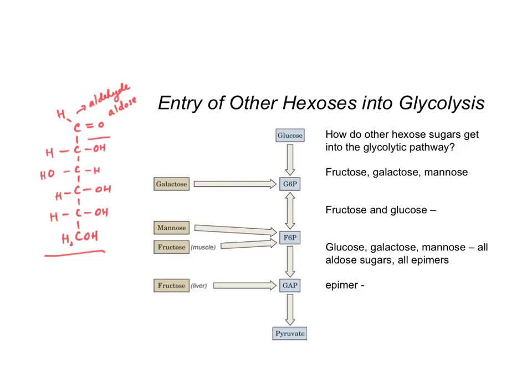So in comparing fructose to glucose, fructose is a ketose. It is a ketone sugar. And I should probably state that down here. So fructose versus glucose, these guys are ketose versus aldose. Galactose and mannose, on the other hand, are both aldoses. They're both aldehyde sugars.